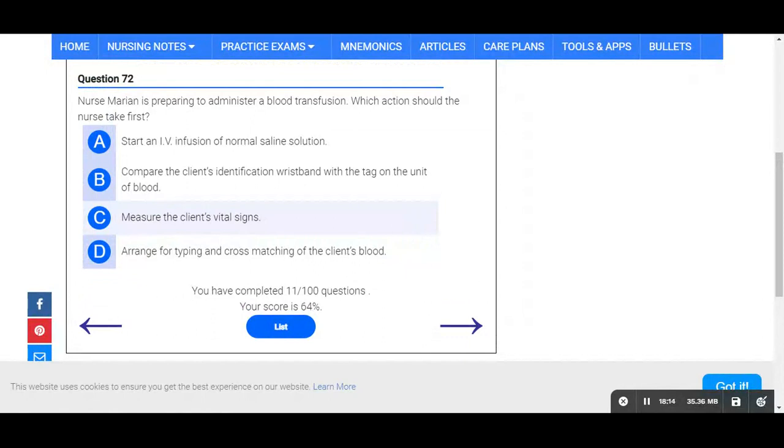Okay. Nurse Marion is preparing to administer a blood transfusion. Which action should the nurse take first? Start an IV? No. Compare the client's identification? Yep, but I don't think that's the first. Measure the client's vital signs? Yep.